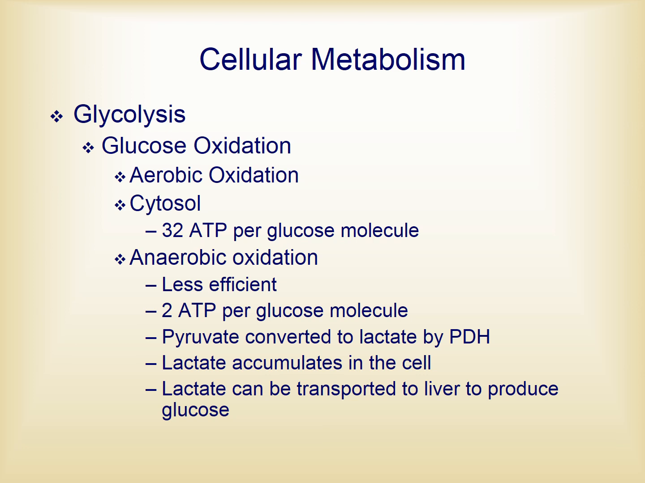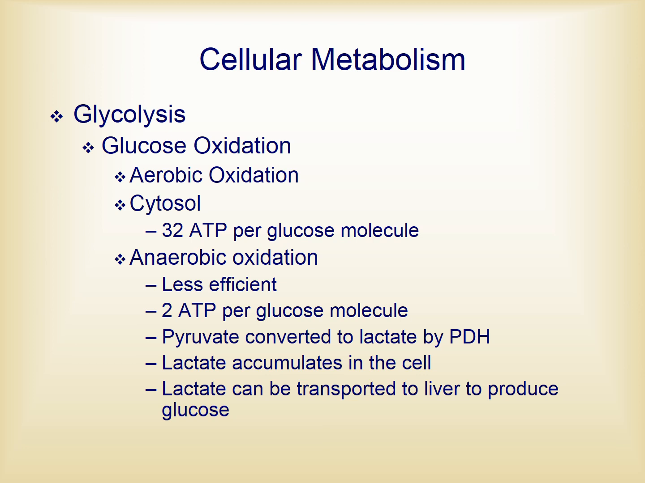So thinking about glycolysis, that's the process of utilization of glucose, which is our main energy source for our equine athletes. It can be used in two different ways. First, it can be oxidized in an aerobic condition when oxygen is present. This process occurs in the cytosol of the cell. And when oxygen is present, 32 ATPs are formed per glucose molecule.